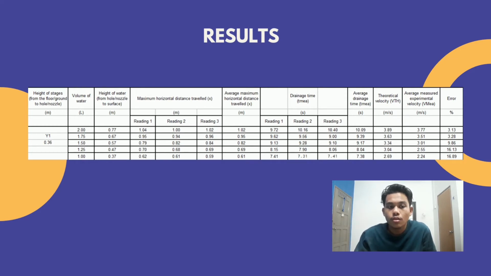So for the theoretical velocity, we use the formula V equals square root of 2gh, and the unit is meter per second. So for the average measured experimental velocity, we use the formula V equals x times square root of g divided by 2y.